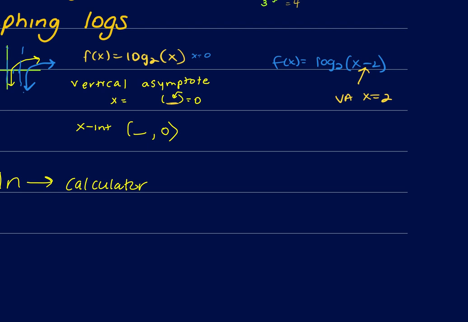That horizontal shift also affects your domain. Your domain is going to be your horizontal shift to positive infinity. Your range is negative infinity to positive infinity. You'd be able to find your x-intercept from the middle point on your t-chart.